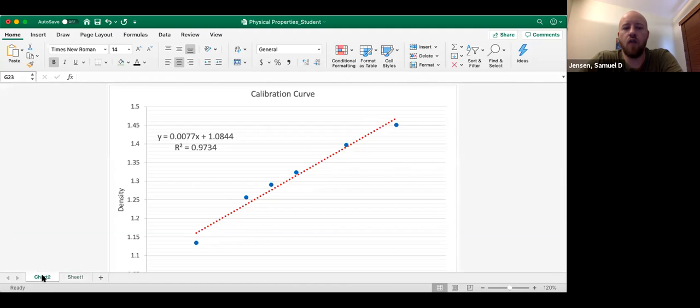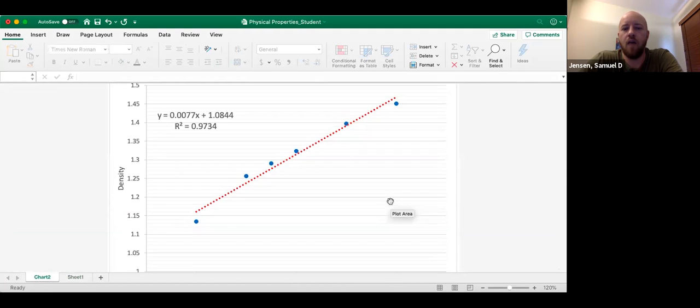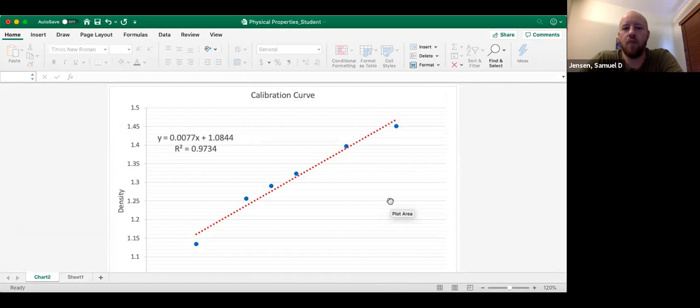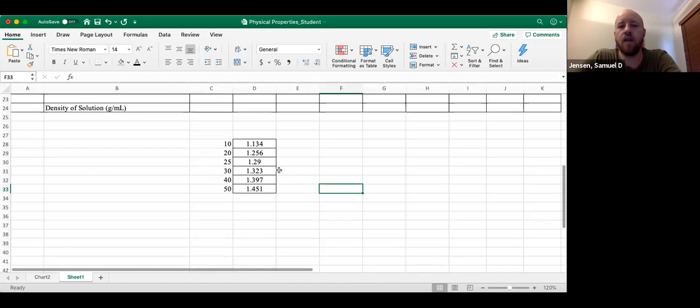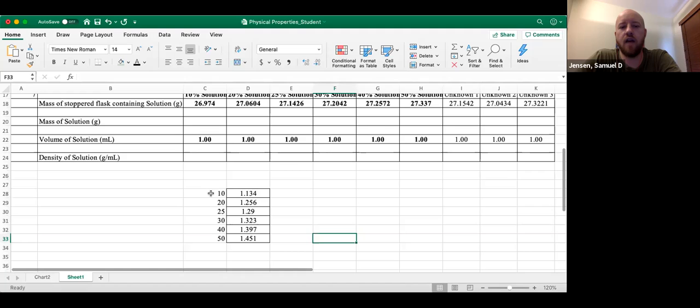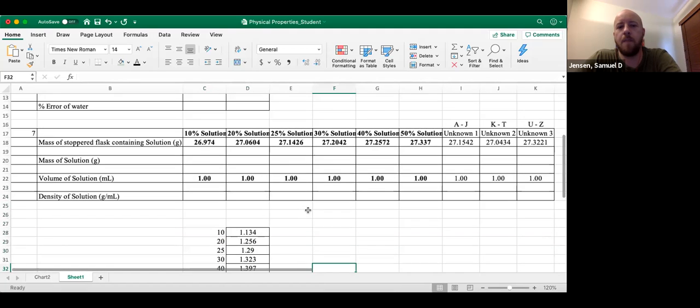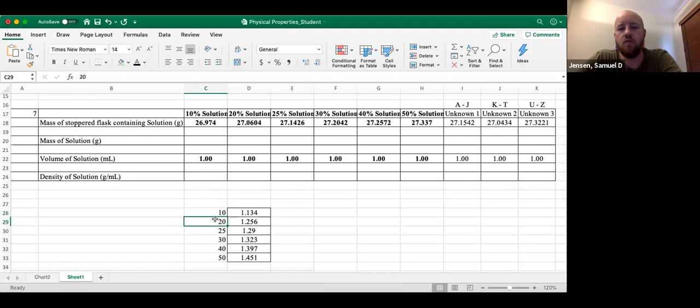And so your graph, I made up some data here, and this is what my graph looks like. Here's essentially how I put this together. Here's my 10, 20, 25, 30, 40, 50. You can do this lengthwise, it doesn't really matter. You have to make sure that the graph is pulling the right X and Y values.